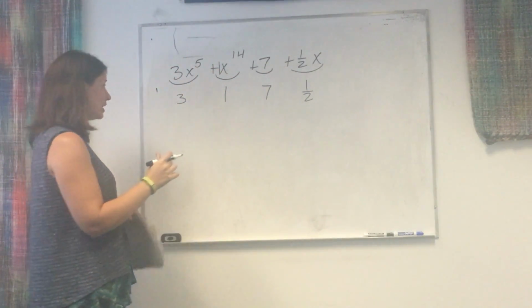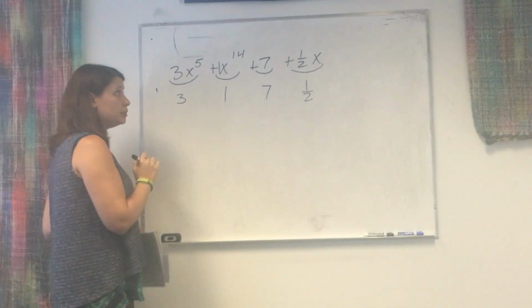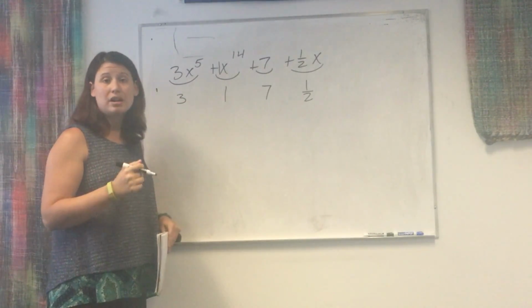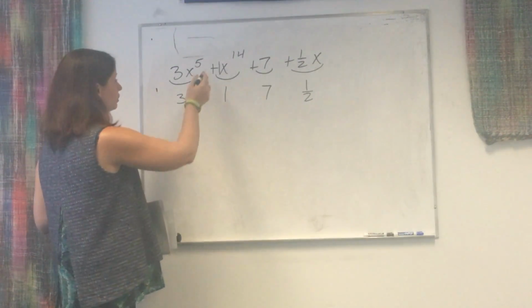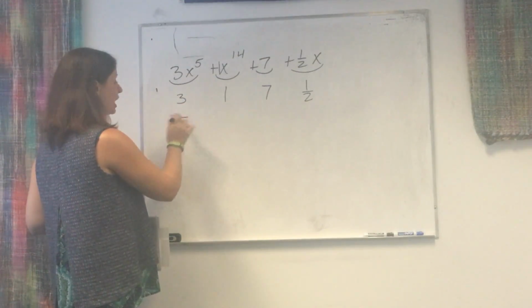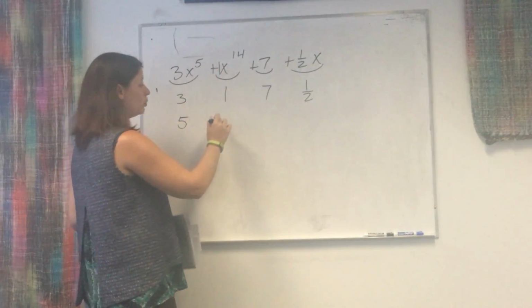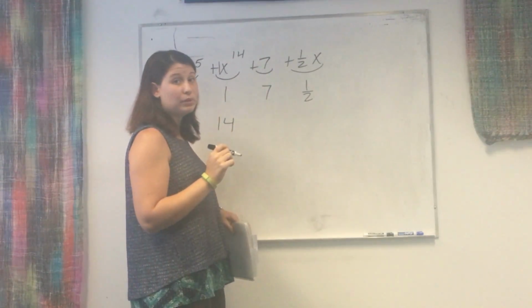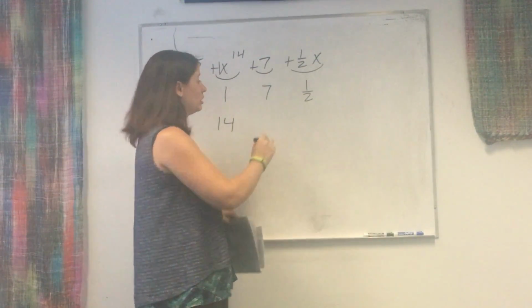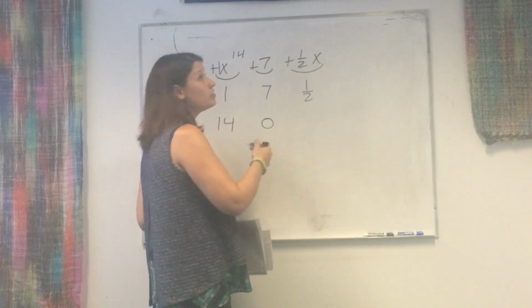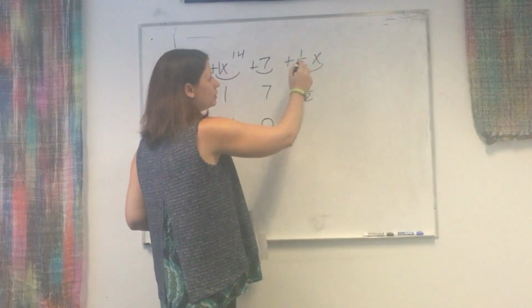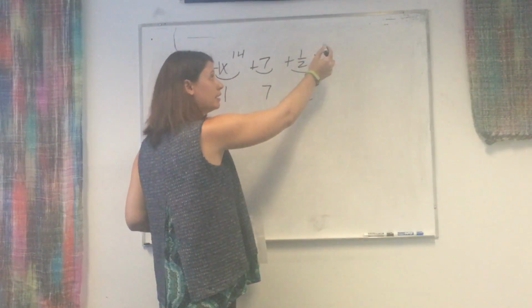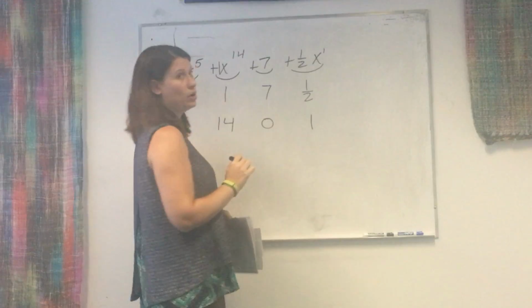Another thing we can talk about is the degree of a term. The degree is just talking about the exponent. So the degree of this term would be 5. The degree of this term would be 14. Here, there's no variable, so that's a 0 degree term because there are 0 variables. This degree is hidden again. It's understood to be 1.